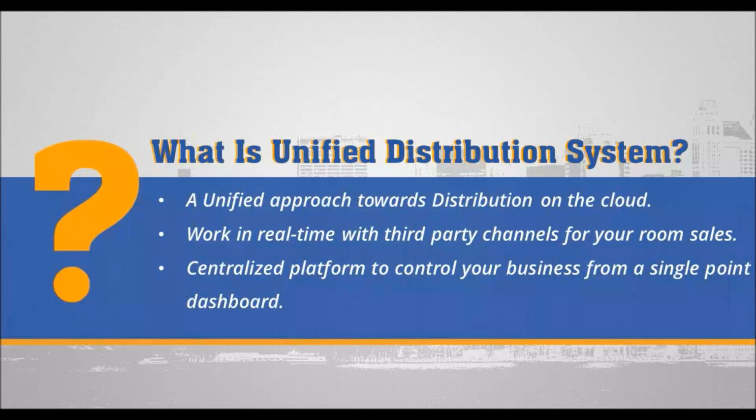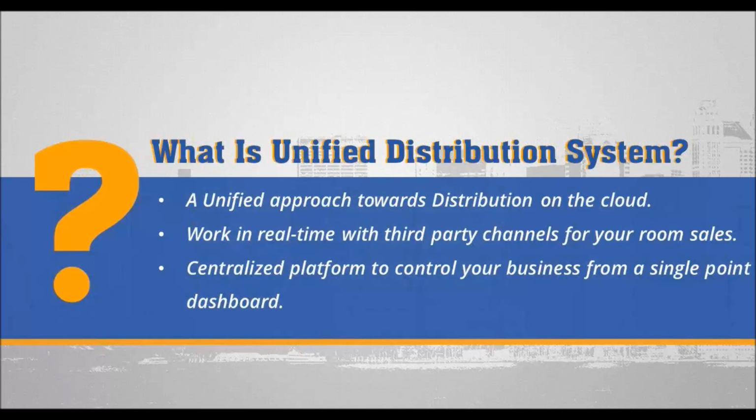So what exactly is a unified distribution system? A unified distribution system will allow properties to distribute their rates and availabilities from one console, connecting them to their entire marketplace with just a click of a button. This allows the properties to operate efficiently and be present where the customers are at all times and in real time. Imagine a room being booked at a hotel website and the GDS or the OTAs getting updated with availabilities without the hotelier having to make any manual work.